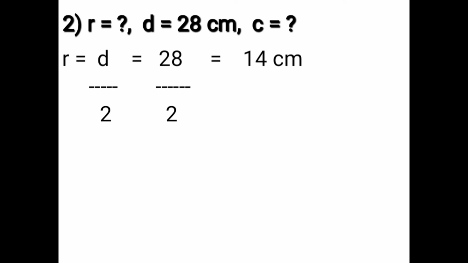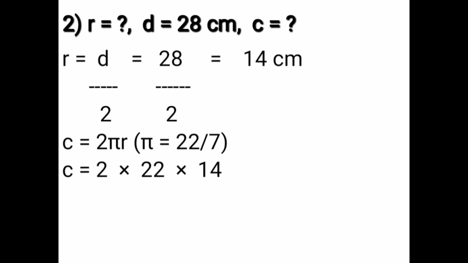Now find the circumference. Circumference is 2 pi r. Value of pi will be 22 upon 7. You always have to substitute the value of pi 22 upon 7 and then write in multiplication form when you are finding the circumference after writing the formula. Circumference is equal to 2 into 22 upon 7 into 14.